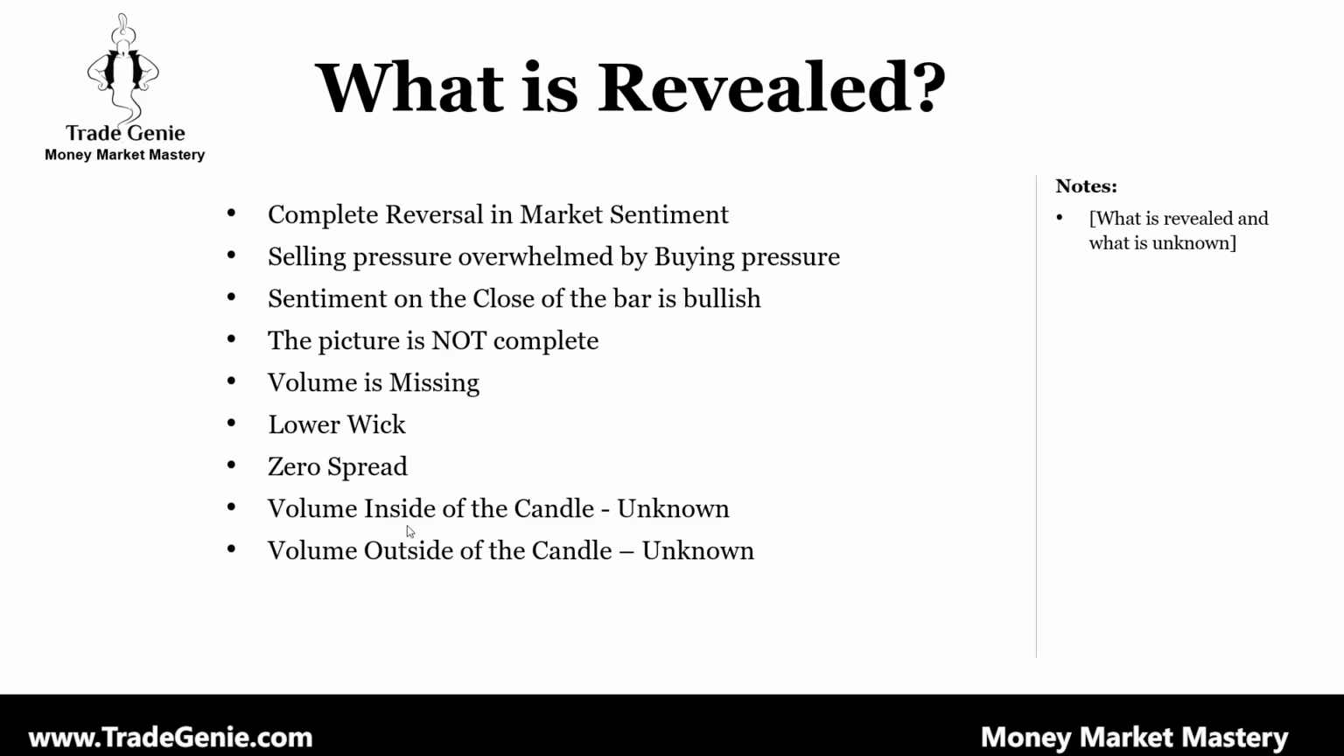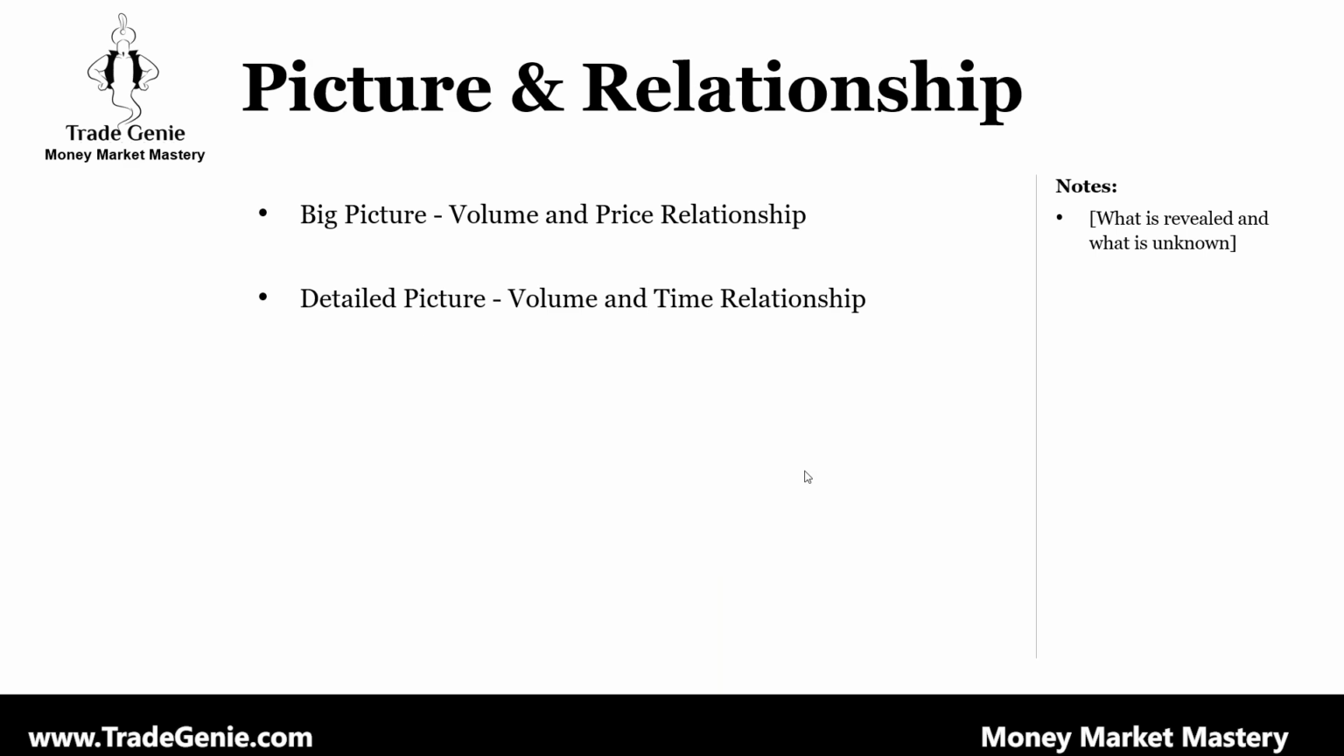So what we need to look at: volume inside of the candle is unknown right now on that chart. But I said inside of the candle, meaning you open it, take the frog, dissect it, and see the thing. So you can look at what time interval, during what time and what price range most of the volume was there. Volume outside of the candle is unknown. So in this chart that I showed you, there's no volume. So you have to dissect it into detail.